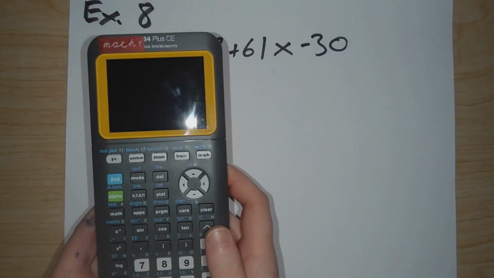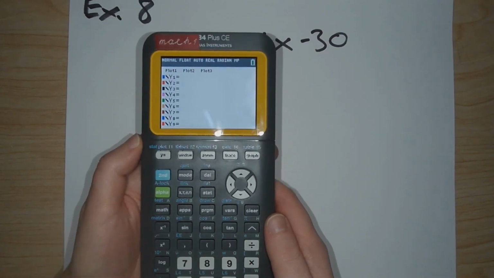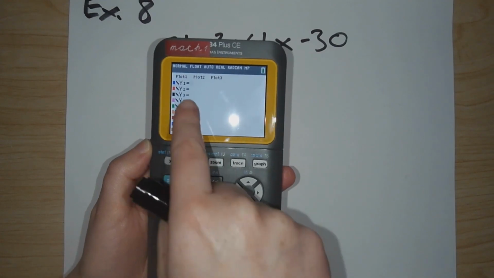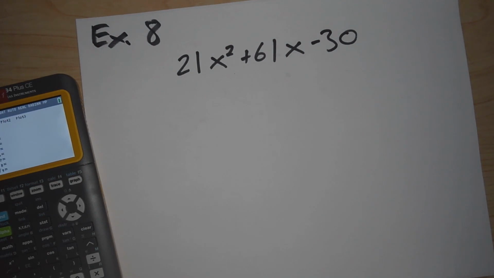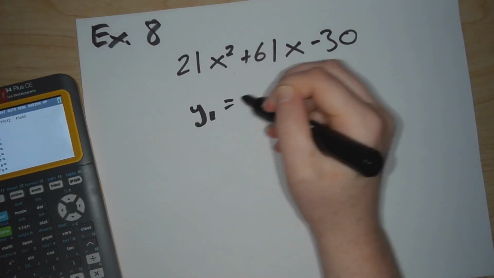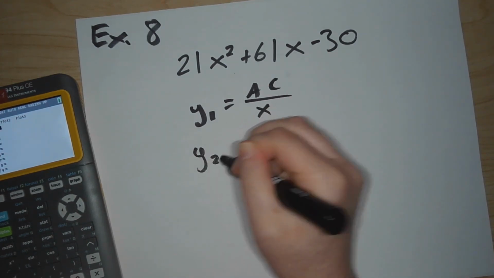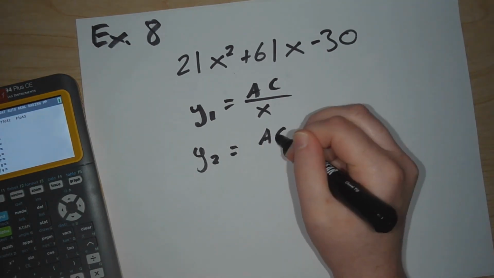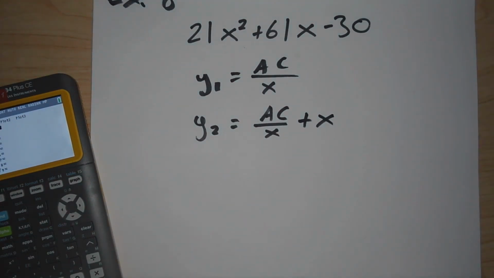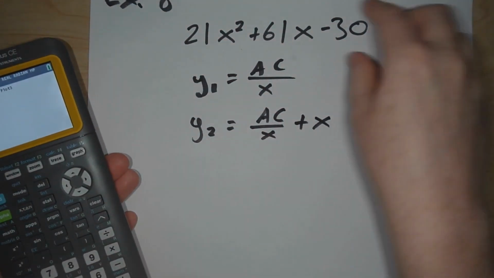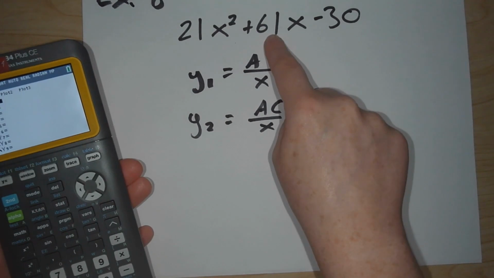So we're going to turn our calculators on and go to y equals, and for y1 we're going to put in a times c all over x, and for y2 we'll put in a times c all over x plus x. So our a is 21, our c is negative 30, and our b is 61.